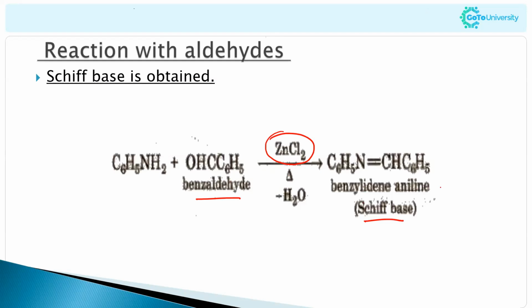Schiff's base is benzylidene aniline. This is called Schiff's base. So this reaction is also important. You just remember how we produce this Schiff's base. That is very important. Okay, write it down also.